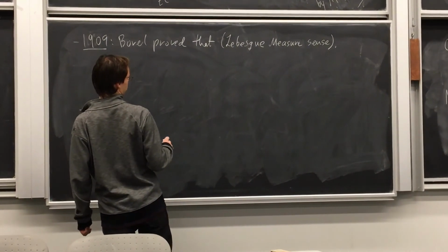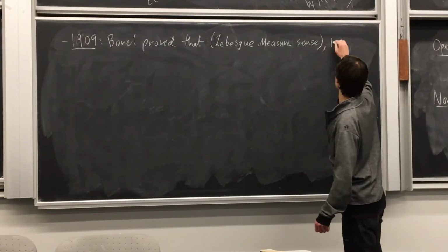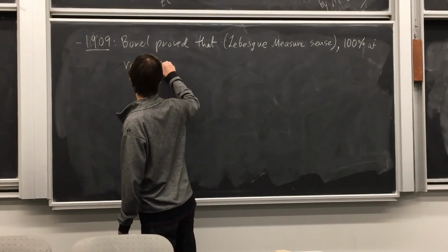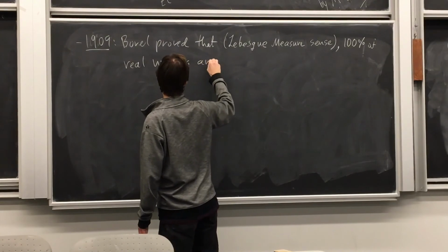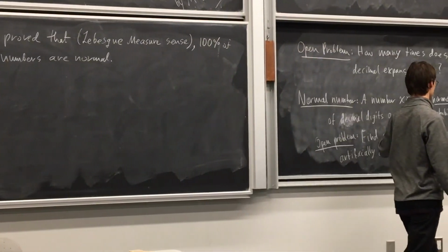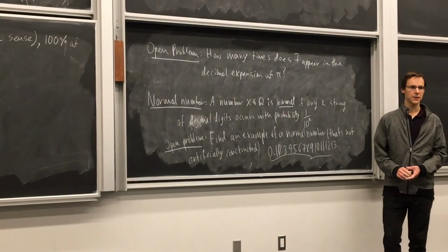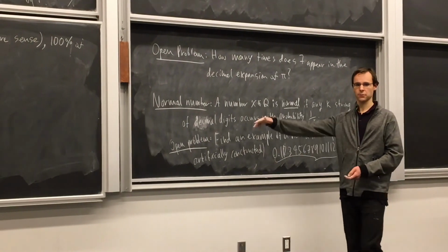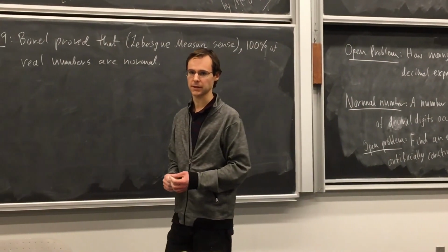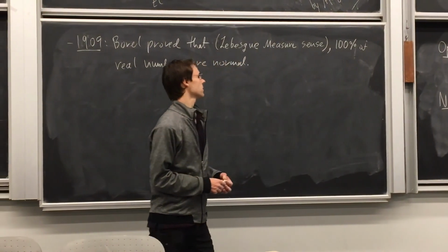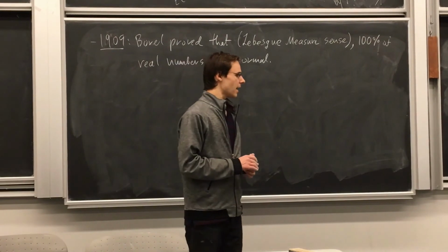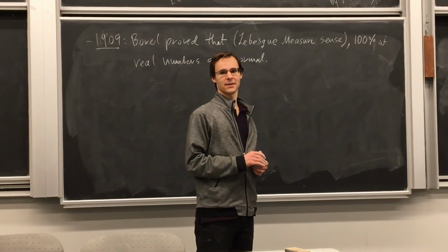So Borel proved that in the Lebesgue measure sense, 100% of real numbers are normal. So the numbers for which this property of decimal regularity fails is very tiny. Of course, all the rational numbers and integers and stuff like that are in there. But it turns out that most numbers are irrational. And most of those irrational numbers are normal. So this is actually kind of weird. We know that most numbers are normal, but we can't even prove that a single example is.